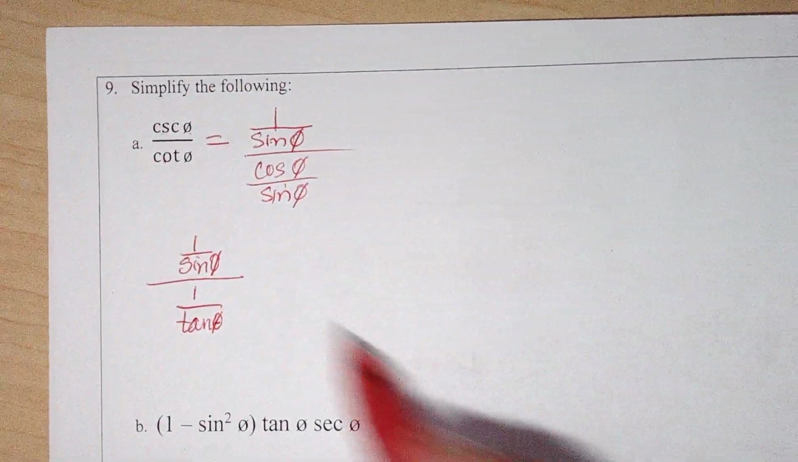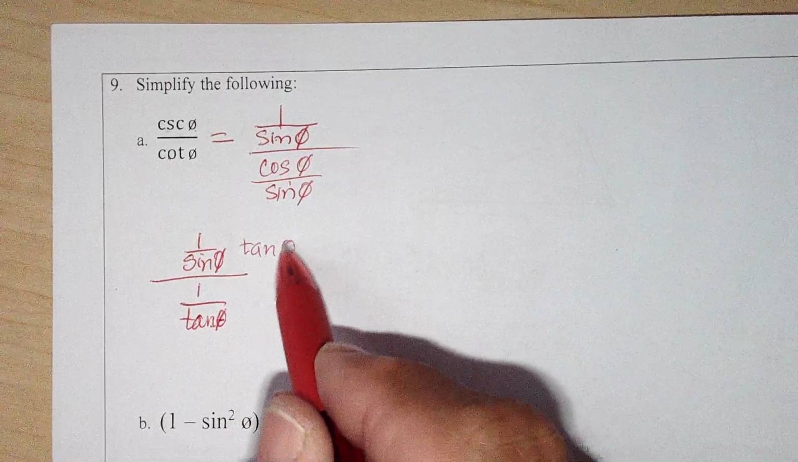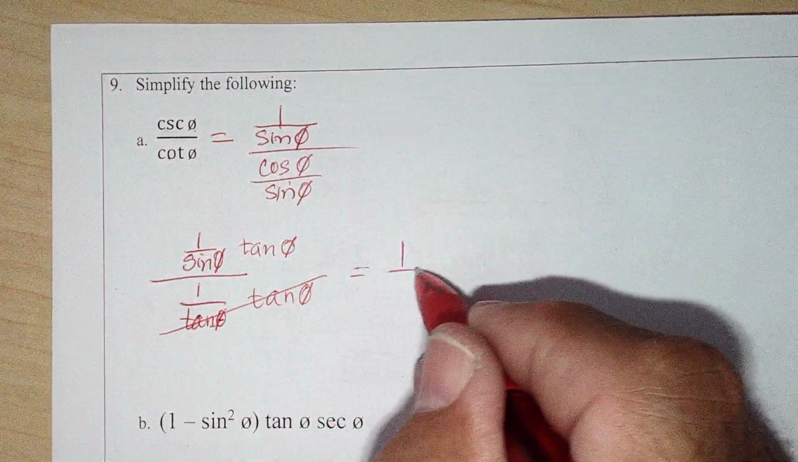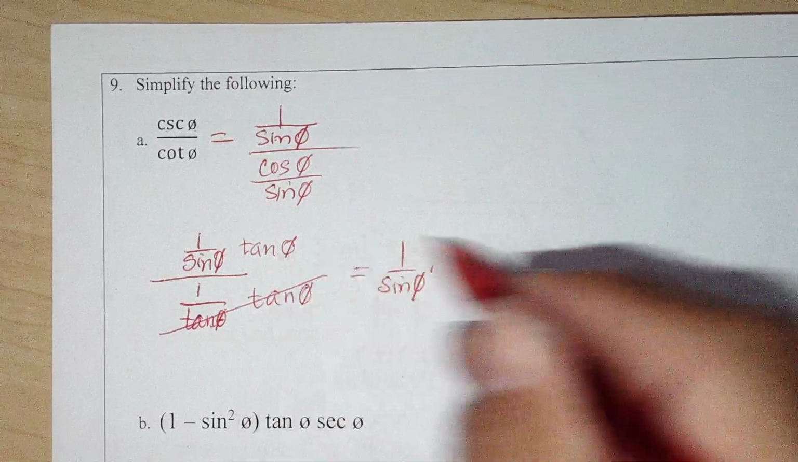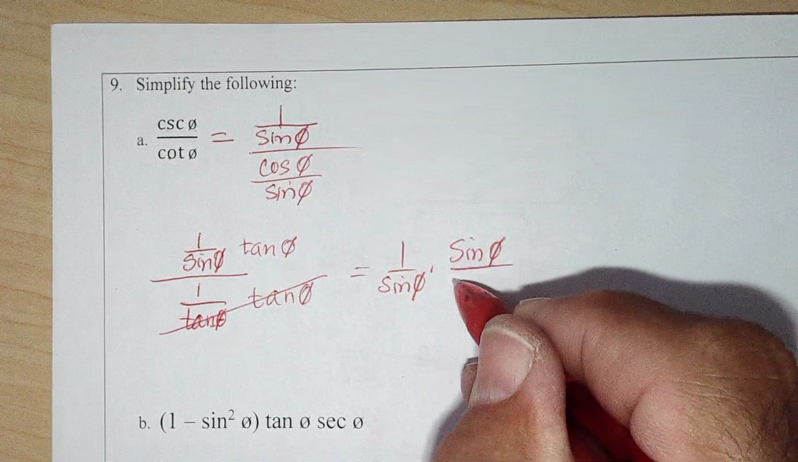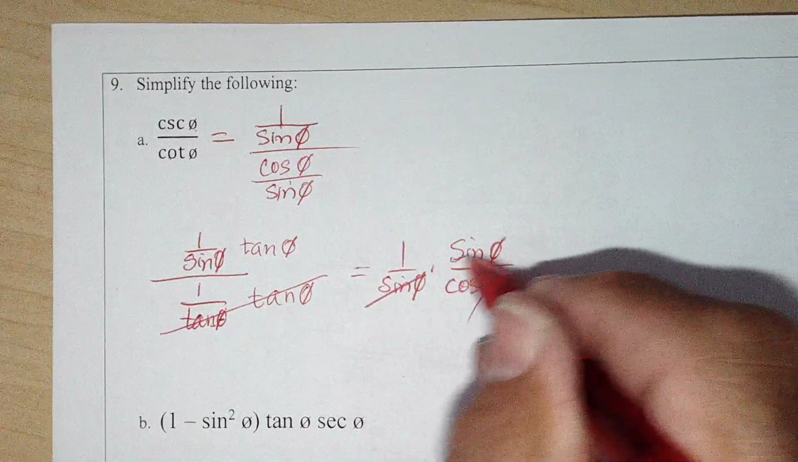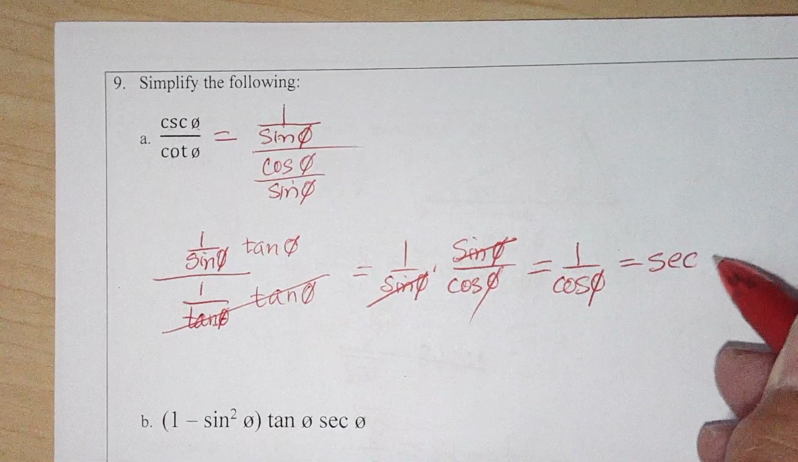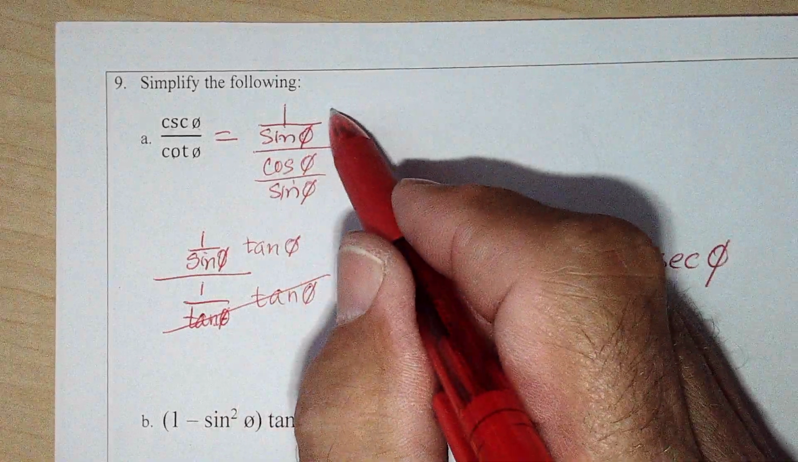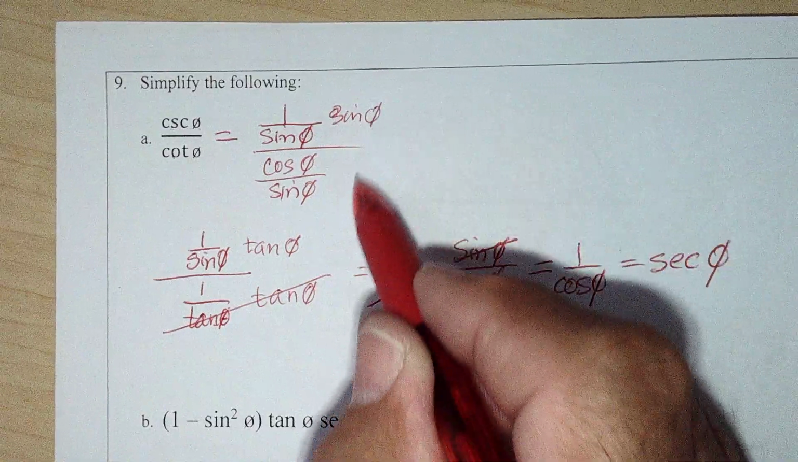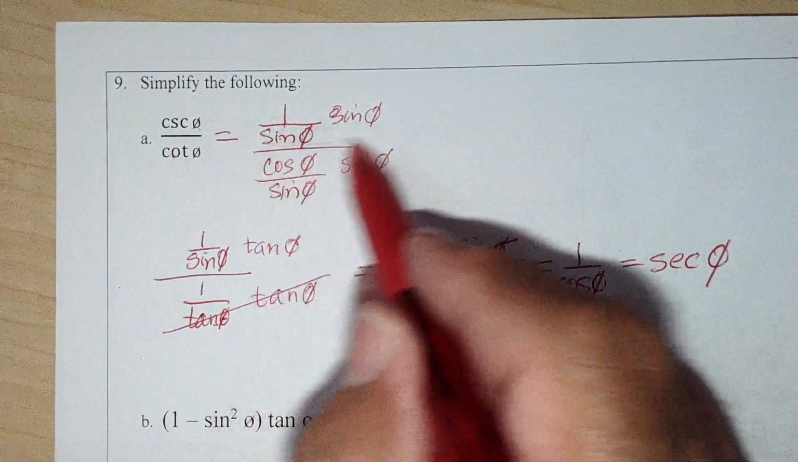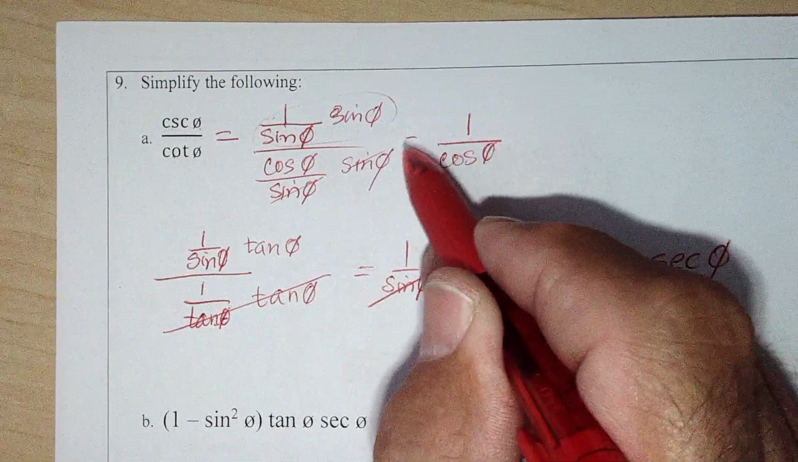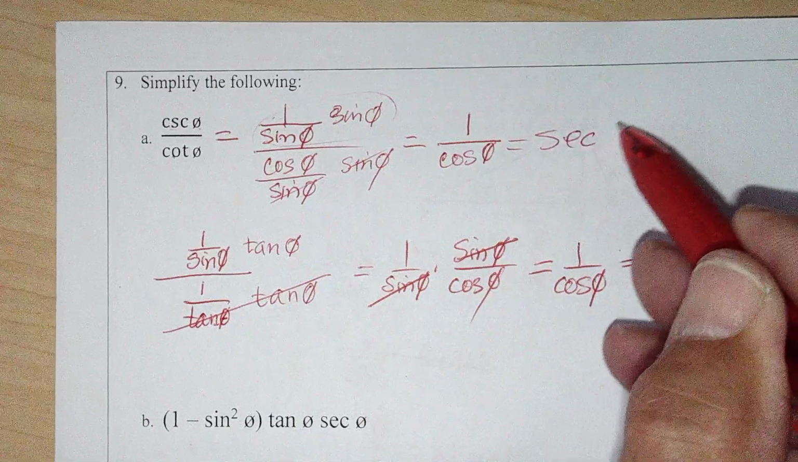Now you can take this and multiply by tangent phi and tangent phi. That would get rid of these, and we get 1 over sine of phi. Tangent is sine over cosine, and the sines cancel, and I get 1 over cosine phi, which is secant phi. If I do it here, I can multiply the numerator by sine of phi and sine of phi, and this becomes 1 over cosine phi after the sines cancel, which is secant phi.